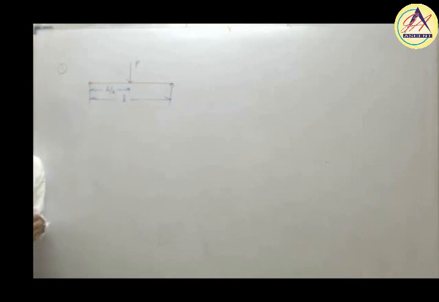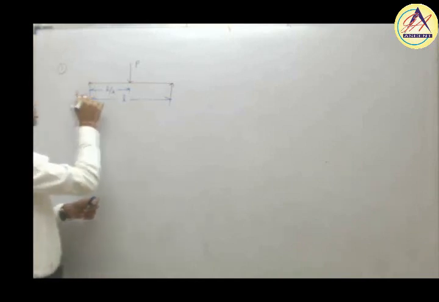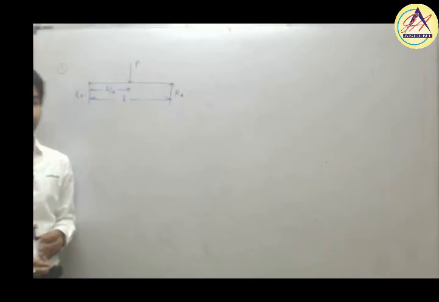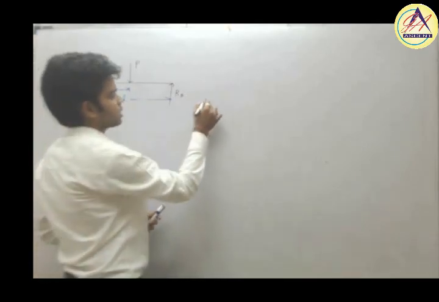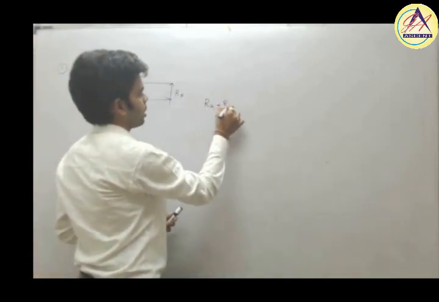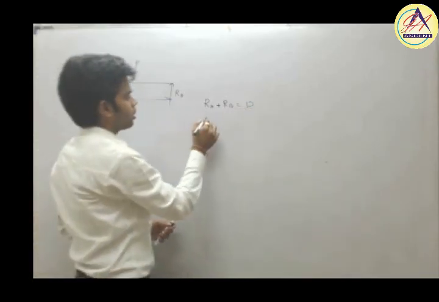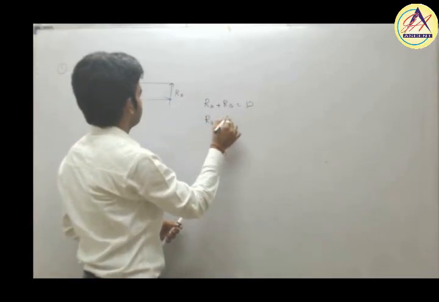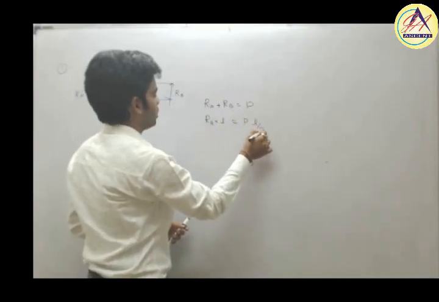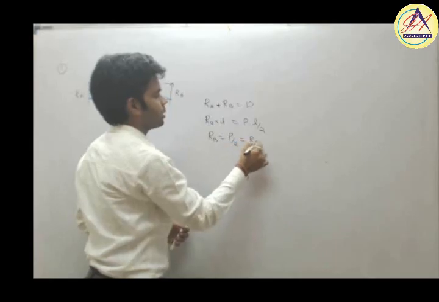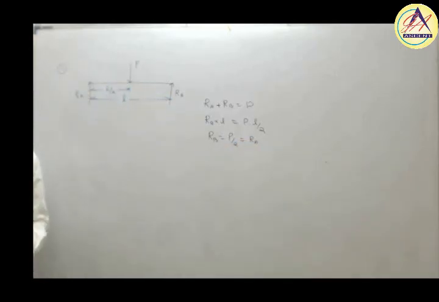Okay. So the very first step in order to draw the shear force and bending moment diagram is to determine the reactions. The conventional way to determine the reaction is Ra plus Rb is equal to P. Now just take moment about any point. Rb into L is equal to P into L by 2. Therefore Rb is equal to P by 2 and so will be Ra. Ra and Rb are equal and that is equal to P by 2.